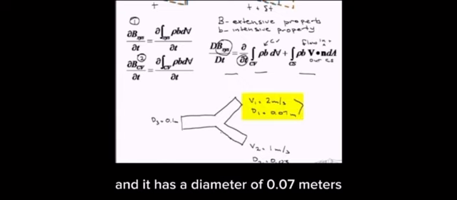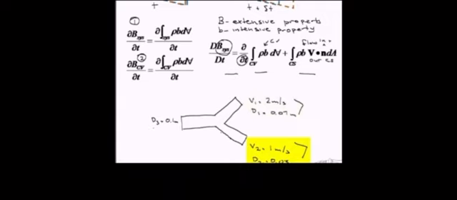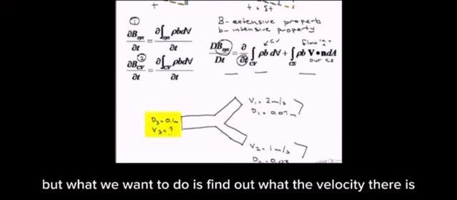We have this system here, this control volume, and we have a velocity which is 2 meters per second with a diameter of 0.07 meters, and a second velocity here with a diameter of 0.03 meters. We have a third diameter, but what we want to do is find out what the velocity there is.